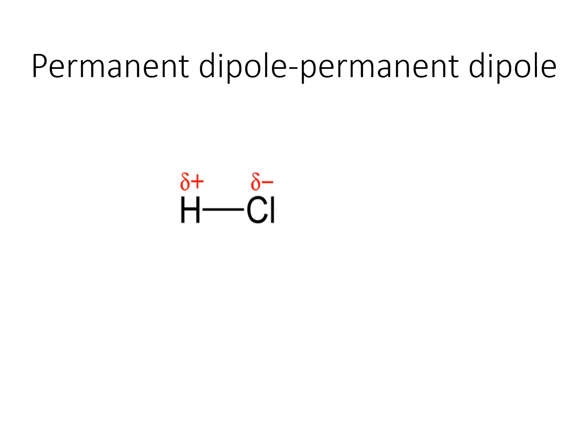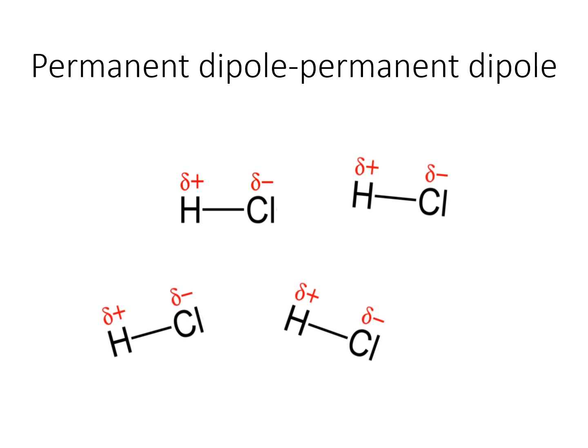But if we have a sample of hydrogen chloride, we're not just going to have one molecule. We're going to have trillions and trillions of them. And if a partially negative area of one molecule comes into contact with a partially positive area of a different molecule, like so, we're going to get an attraction. Opposites attract. And there's a couple more as well. So this is what's known as a permanent dipole interaction, and it's our second intermolecular force. Because the size of our partial charge here is greater than it is in the London dispersion force, this is a stronger intermolecular force.